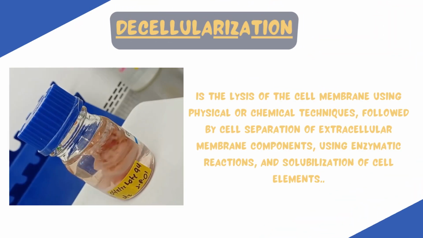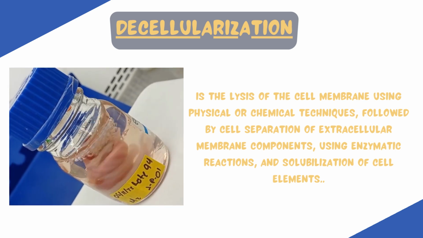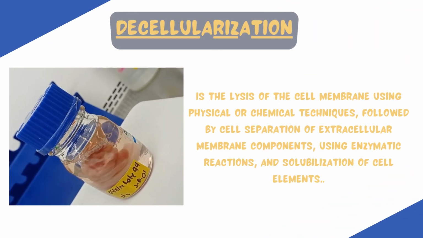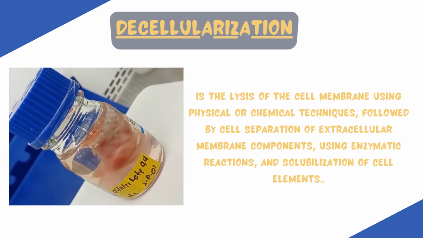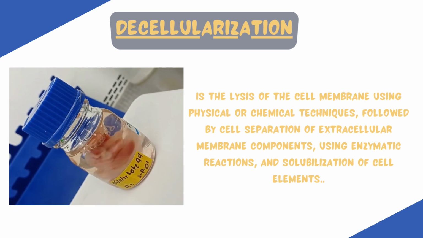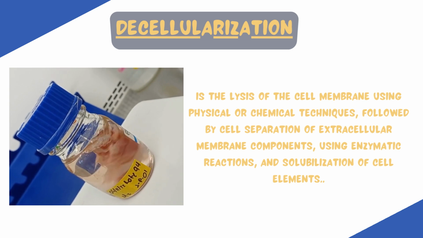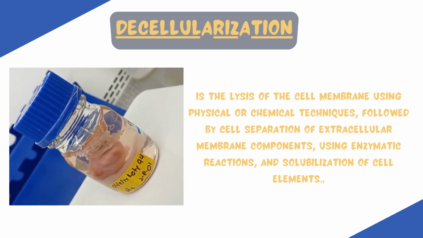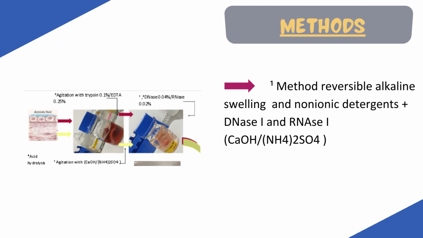This method consists of a series of washes with different solutions in order to eliminate the cytotoxic effect and at the same time maintain the properties of the extracellular matrix. It is worth mentioning that these processes are carried out in order, but the solutions and reagents must meet this requirement. The first method consists of alkaline swelling and deflation with calcium hydroxide and ammonium sulfate.